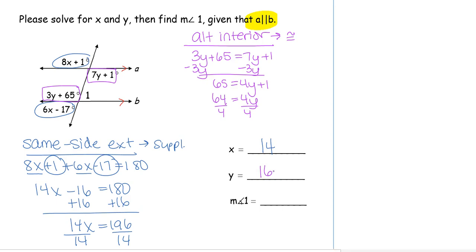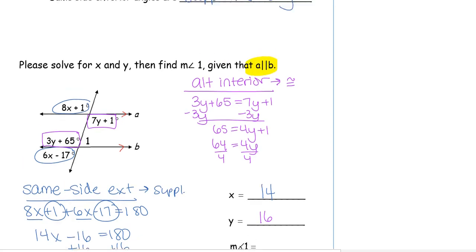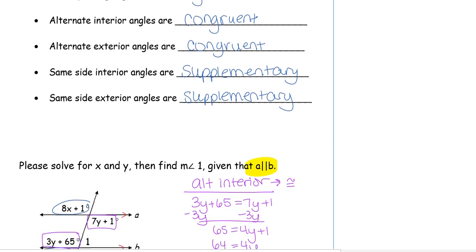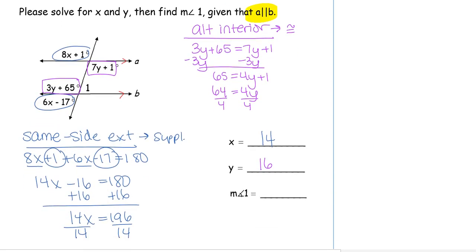So we use two different relationships. Remember, step 1 is to identify what relationship you're looking at. You have all of these different options: corresponding, alternate interior, alternate exterior, same side interior, same side exterior. Once you've identified which relationship it is, if the lines are parallel, you can either set them equal to each other or add them up and set them equal to 180 to find those missing values.